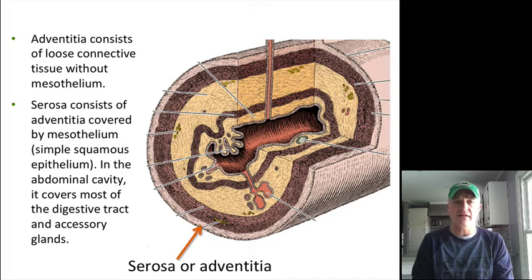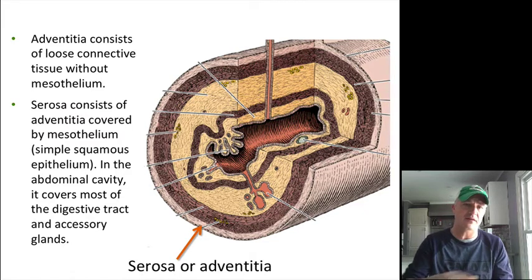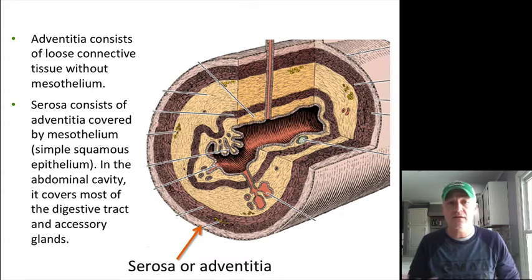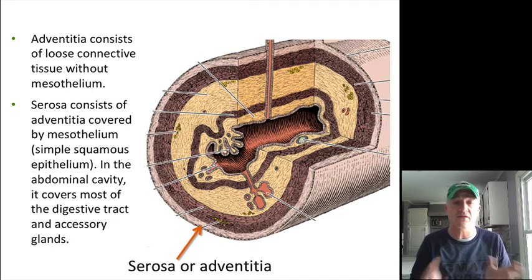Again, that outer layer, adventitia, is going to be these areas where it is not within the peritoneum. It's loose connective tissue without that mesothelial lining. The serosa is within the peritoneum. It has a simple squamous epithelium covering the outside of it. That is the big difference between a serosa and adventitia.